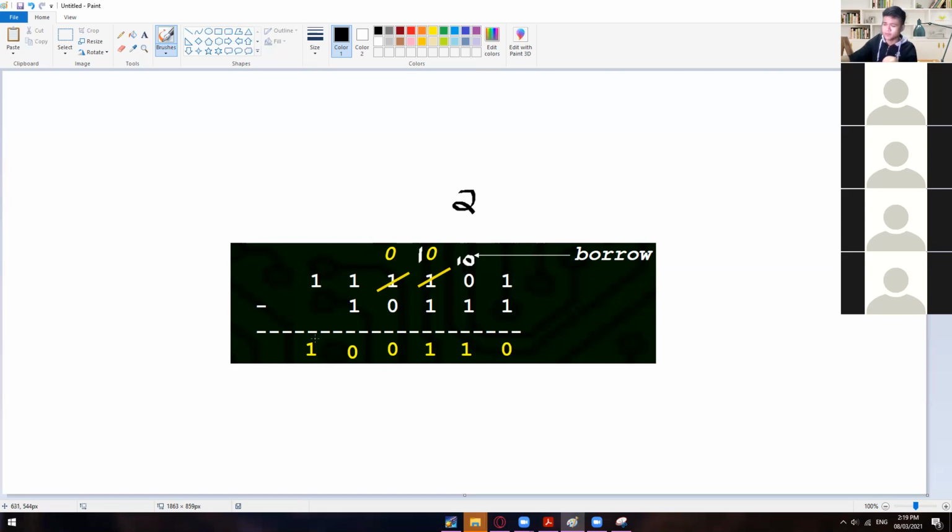So were you guys able to get the logic on this one? So if you're going to borrow on a binary, instead of getting 1 only, you're going to get 2 instead, which is being represented by 10. Okay. So are we clear so far? Or need more example?